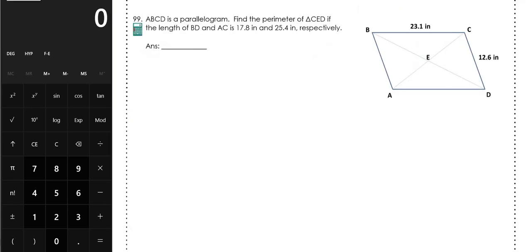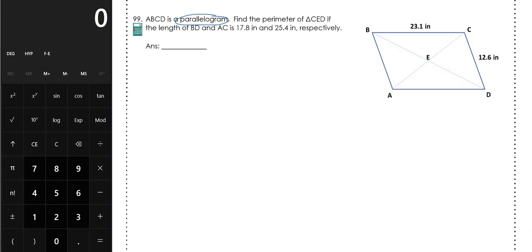Number 99. Last question before we're in the hundreds. Okay. ABCD is a parallelogram. Really important. Find the perimeter of triangle CED if the length of BD and AC is 17.8 and 25.4 inches respectively. Okay, that was a lot.